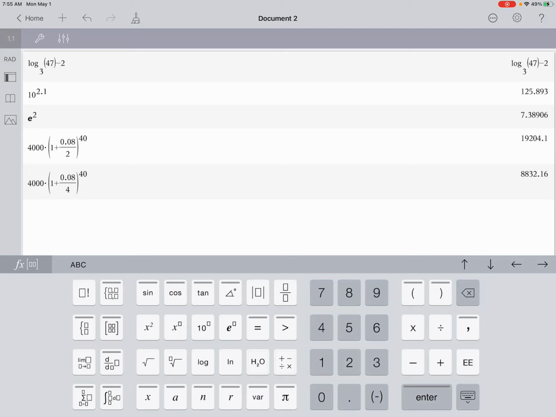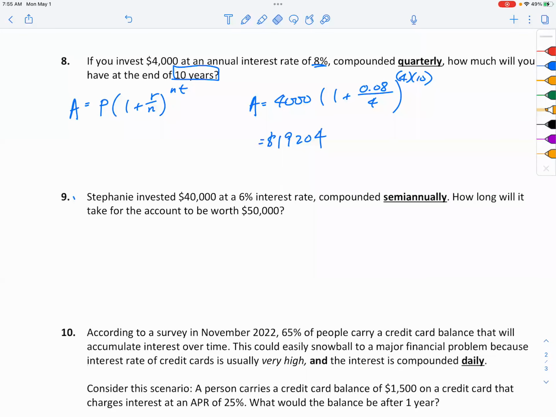Now, the earlier equation would be compounded semi-annually for a total of 20 years. That would be 19,000. But for 4 times a year, for a total time of 10 years, you only get 8,832 dollars and 16 cents.